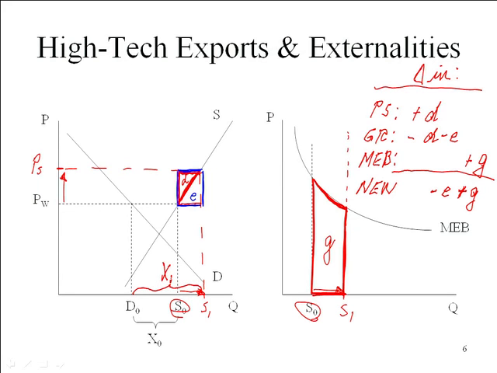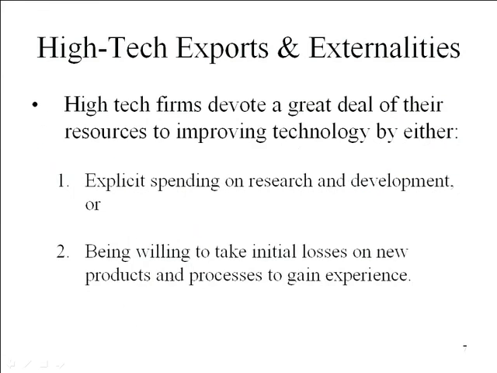So now we have to ask ourselves, where are the externalities in the high-tech business, and how big are they? It still depends on how big G is relative to E, area E. One of the things that we know about the high-tech industry, or at least the argument that's been made about it, is that high-tech firms spend a lot of money on research and development. In fact, in some high-tech firms, the spending on research and development, at least if you believe the balance sheet and income statements, is as high as 50% of revenues. So you've got a tremendous amount of spending on research and development.